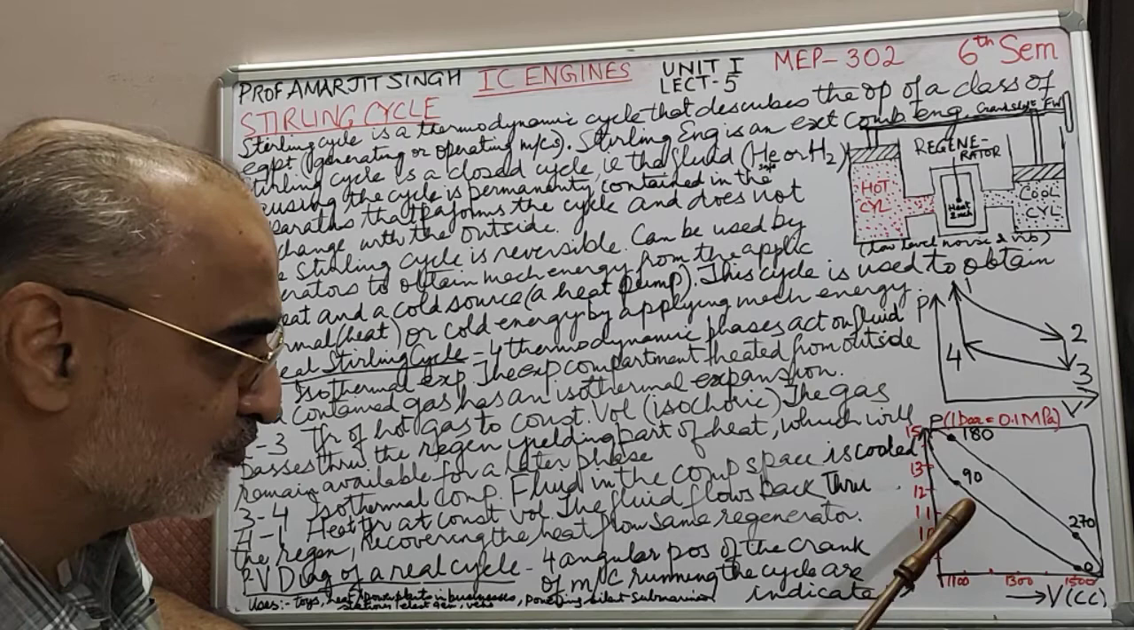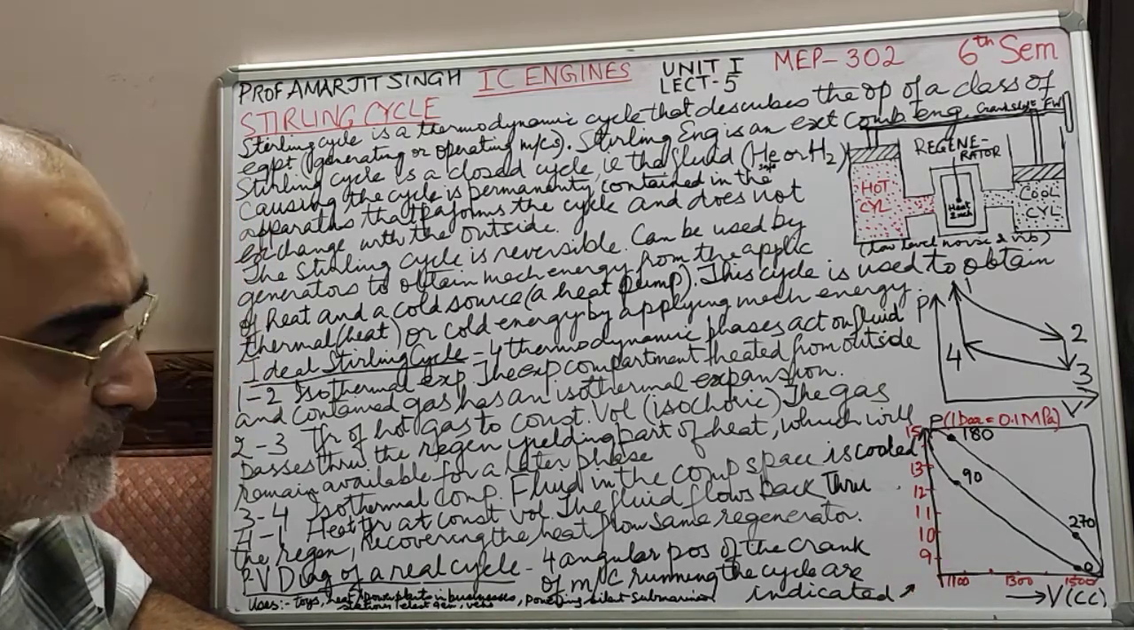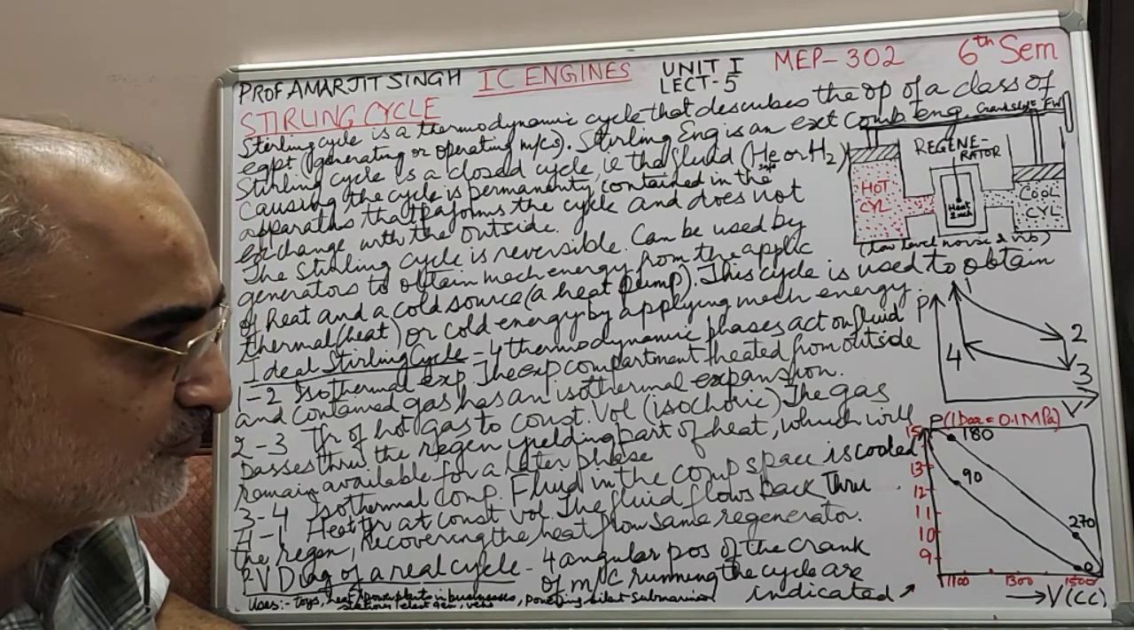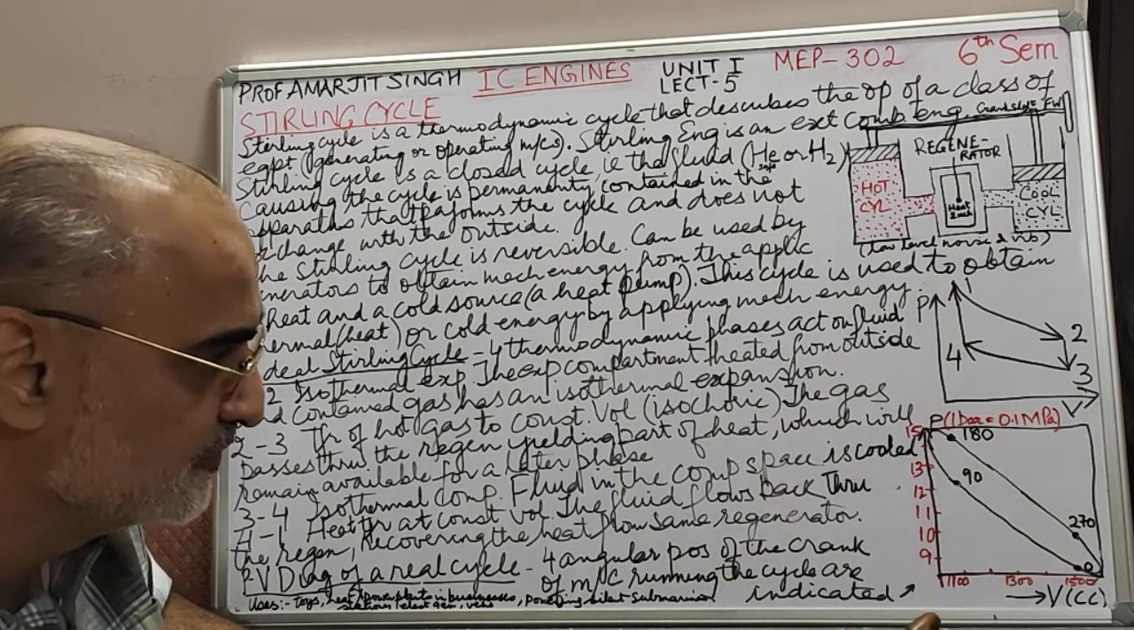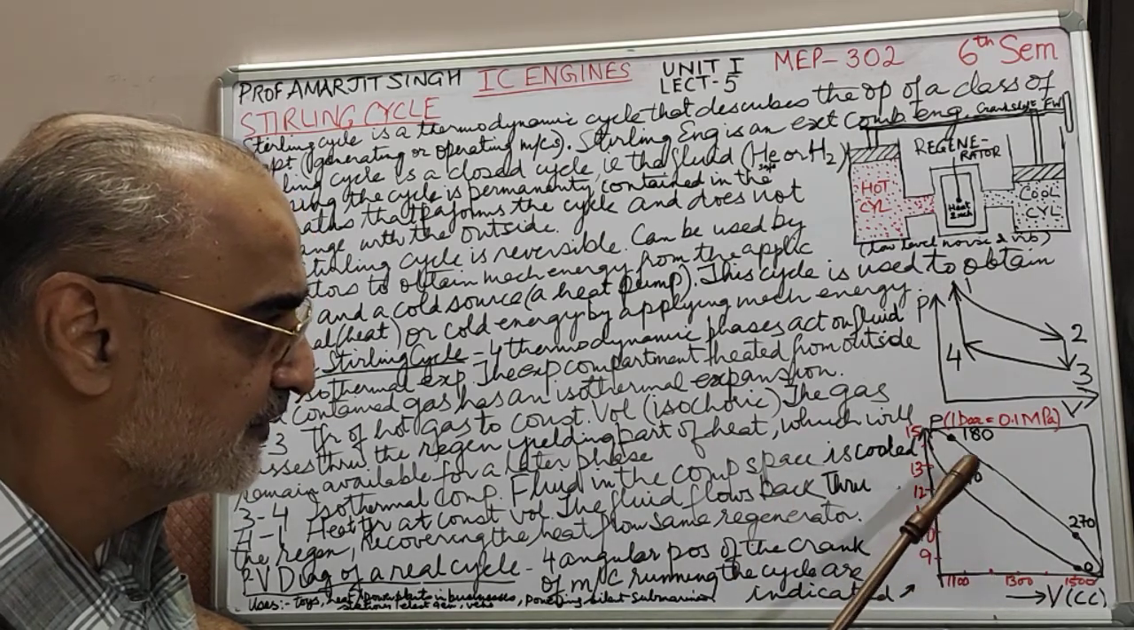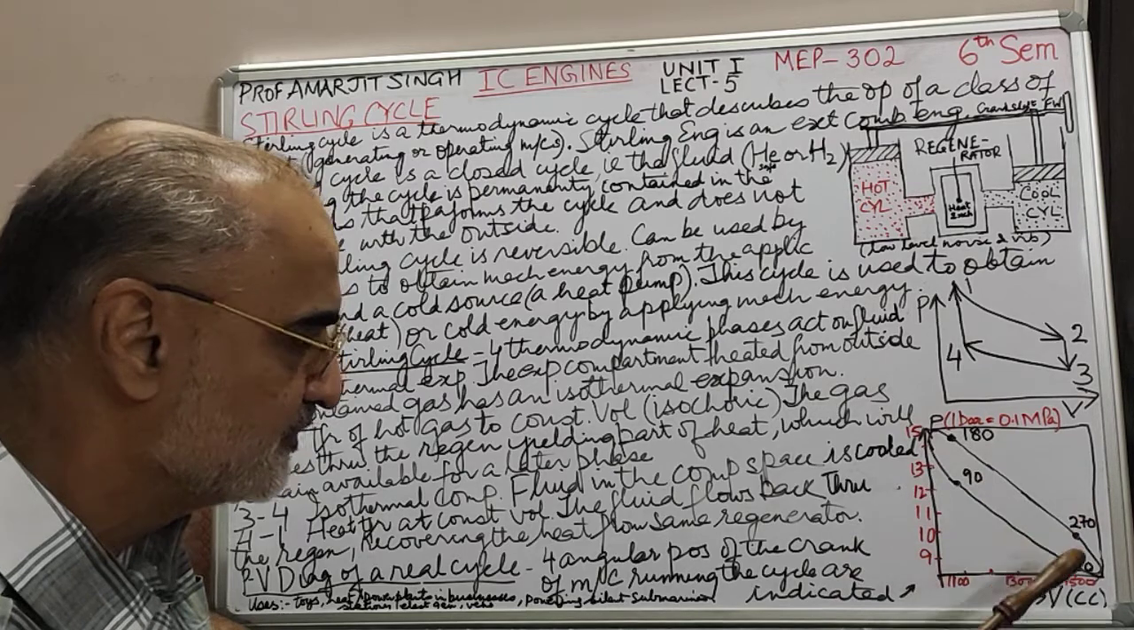These are the 4 angular positions of the crankshaft. 360 degrees, the crankshaft revolves twice. So one revolution 360, 90 degrees, 90 to 70.